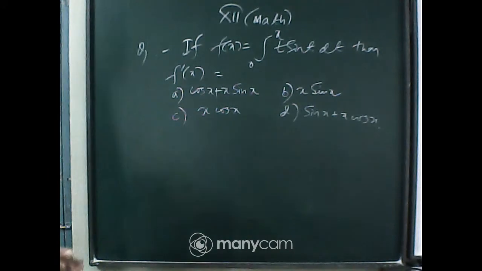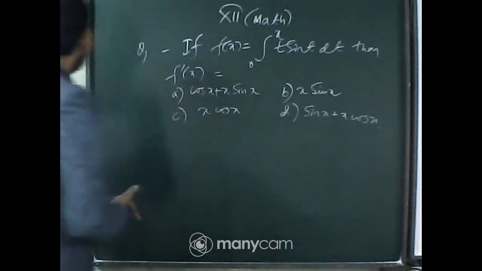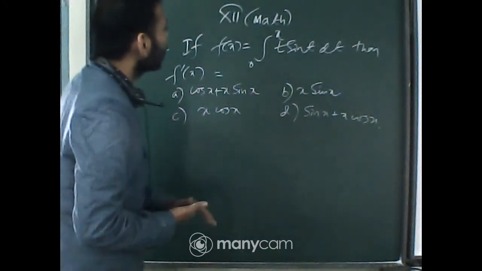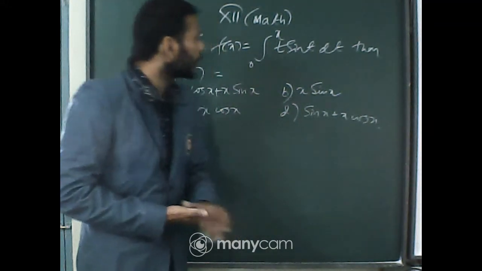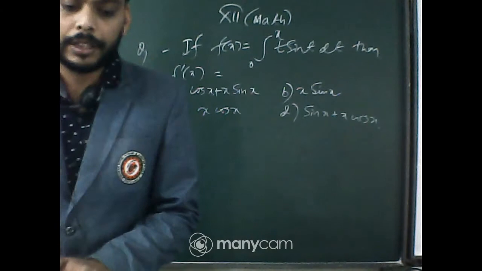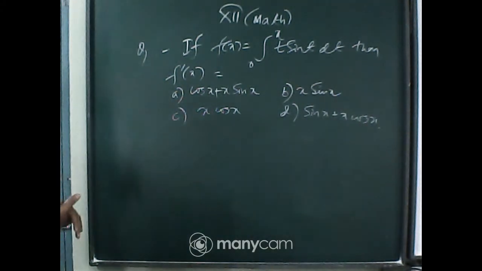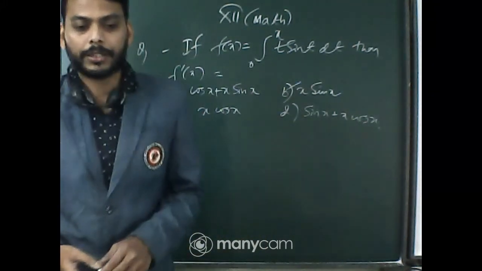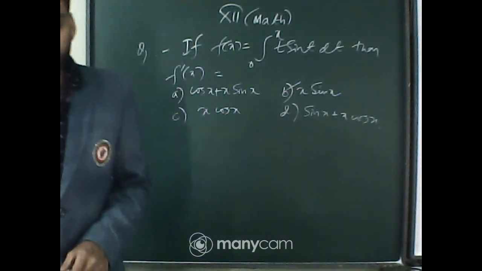Tell me, what is the concept? Whenever you do the differentiation f dash x, the integration will be removed and the function will be converted in terms of the variable x. So it will give you x sin x, option B. Yes, option B is the correct answer.